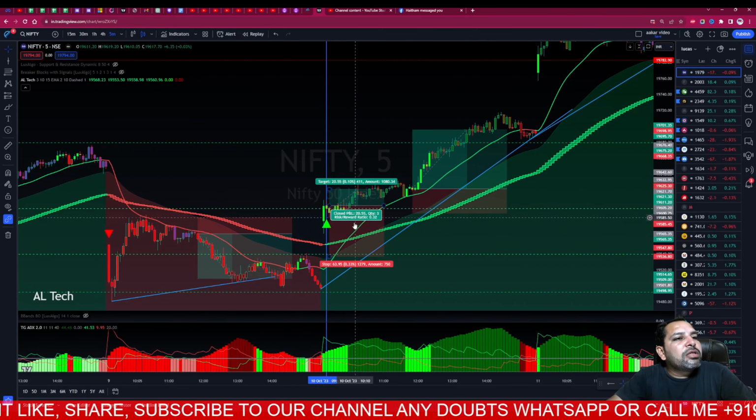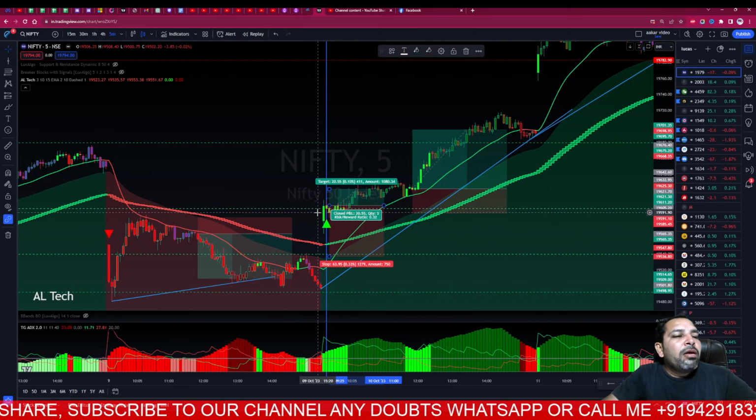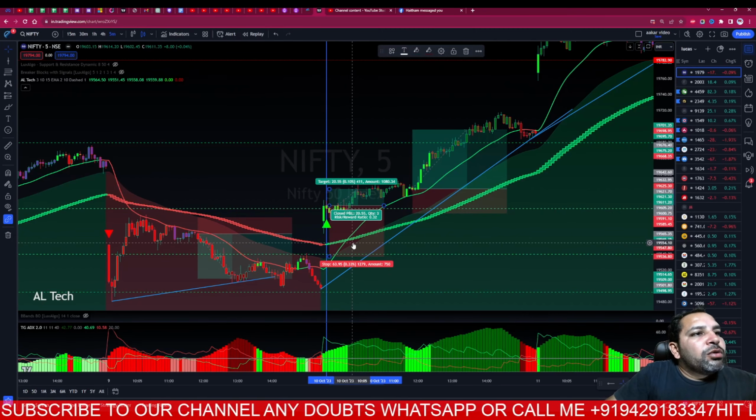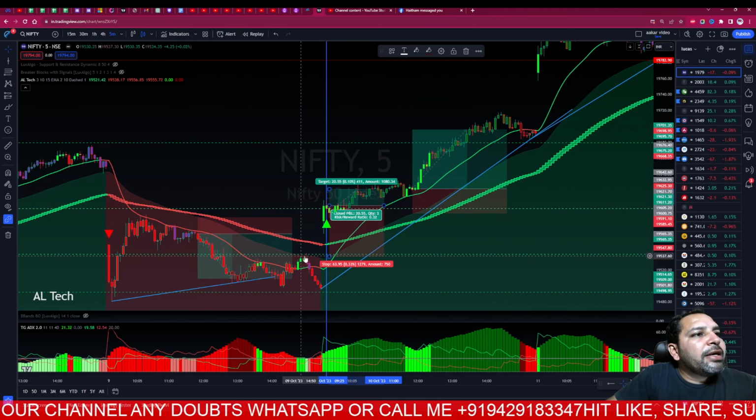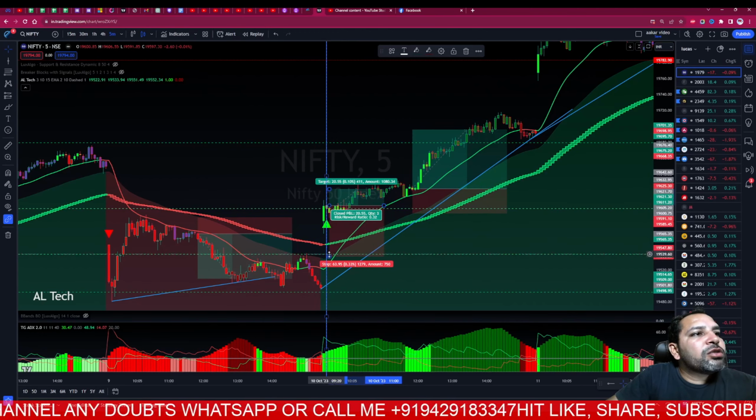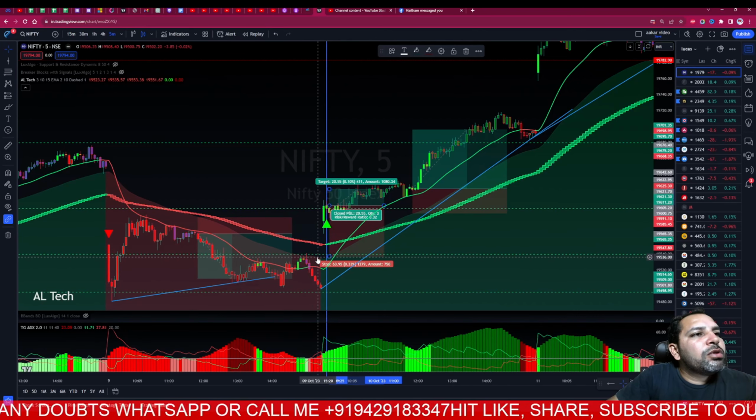Here you can see I have plotted risk to reward ratio point, right? Where will be a stop loss? The stop loss will be this lighter line. You can see this will be a stop loss. Lighter line will be a stop loss, right?